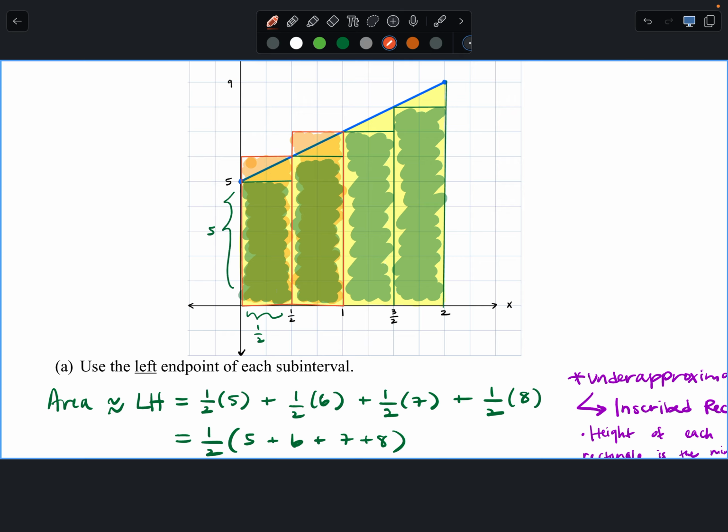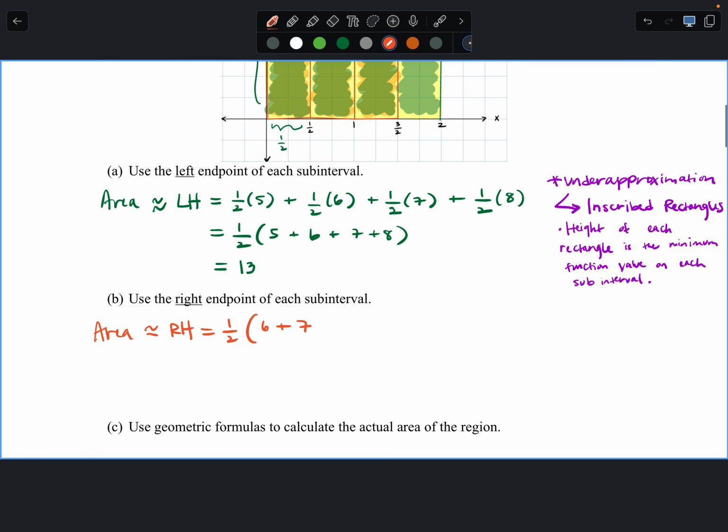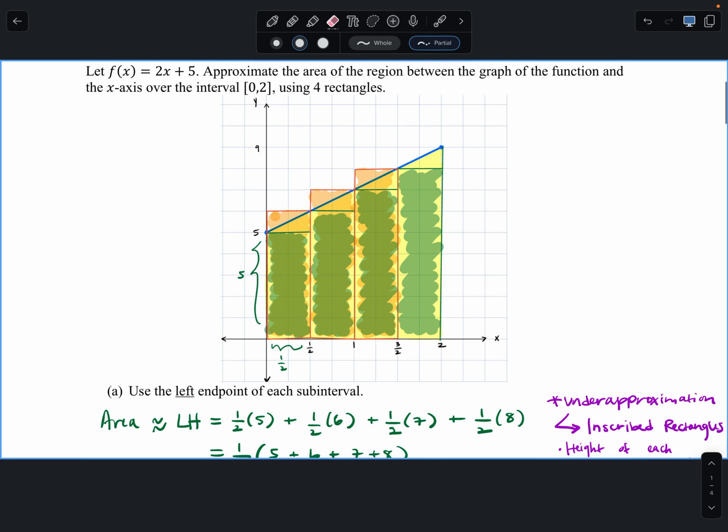Okay, and then the height of the next one. And then the fourth rectangle will have a height of, dun, dun, dun.